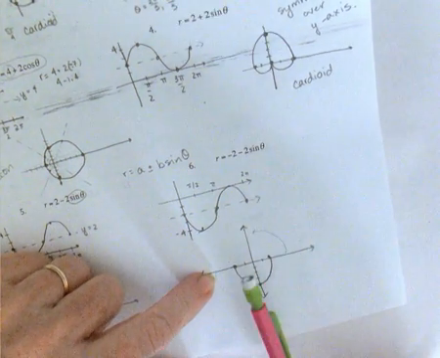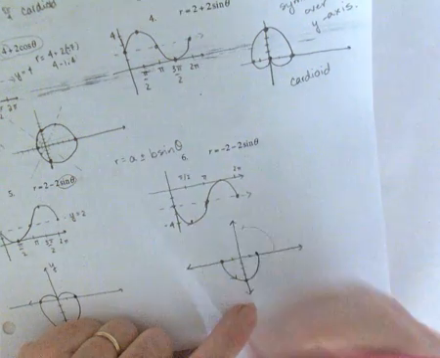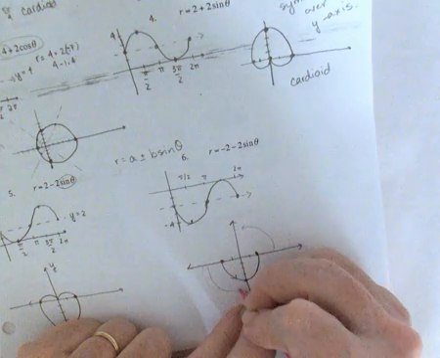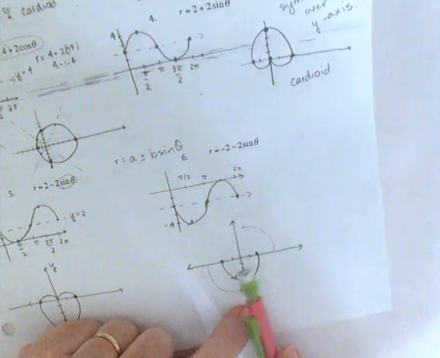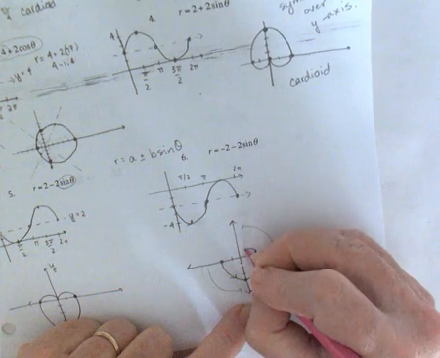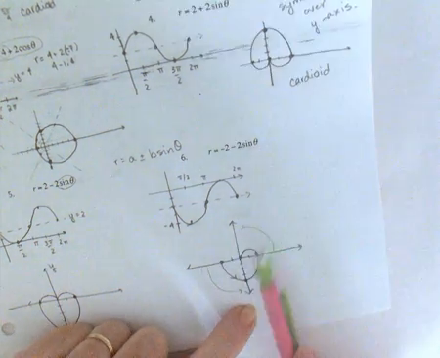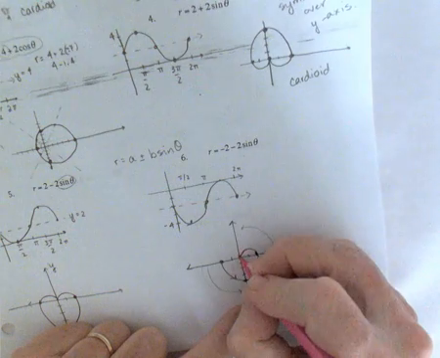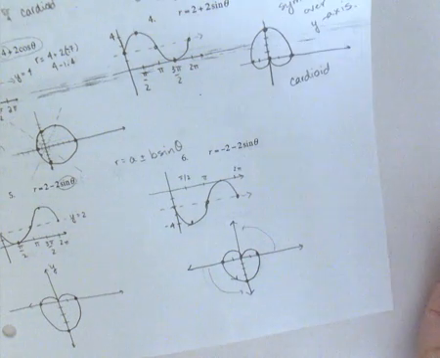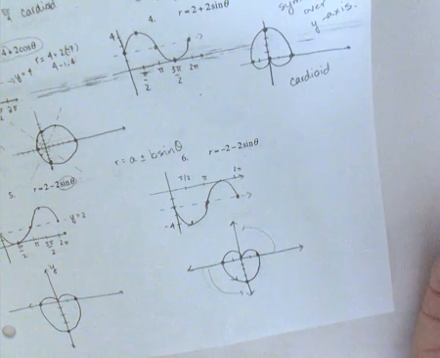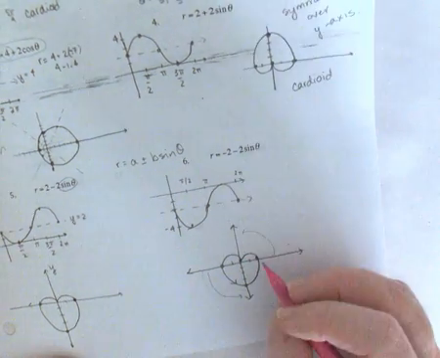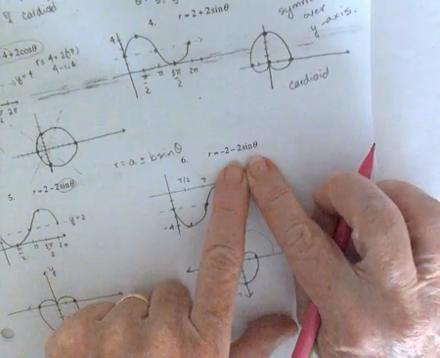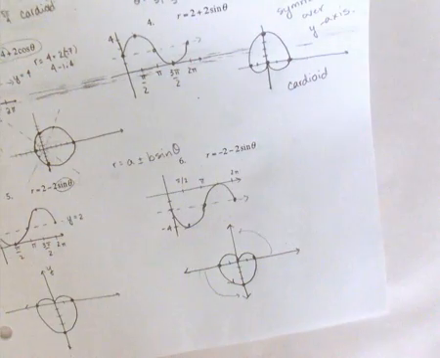By the time I am at pi over 2, again, I'm swinging through this quadrant, but graphing in this quadrant. By the time I'm at 3 pi over 2, r is 0. And by the time I'm back at 2 pi, r is back at -2 again. So isn't this interesting that this starts in a different place, but that the graph in question 6 looks exactly like the graph in question 5.